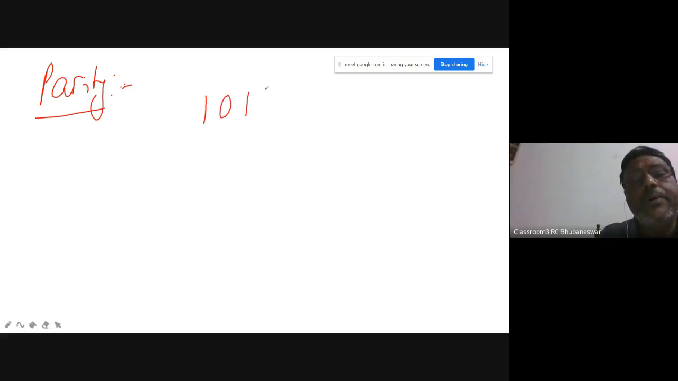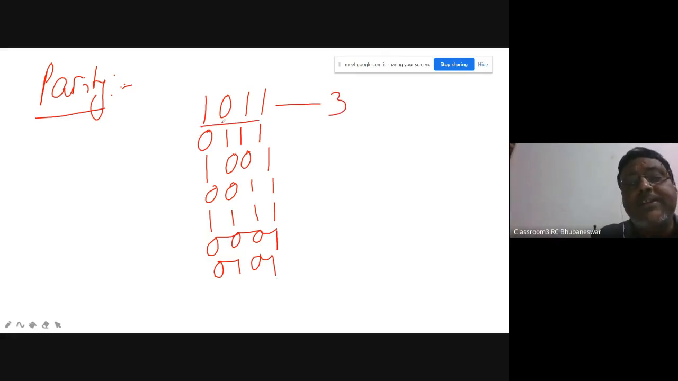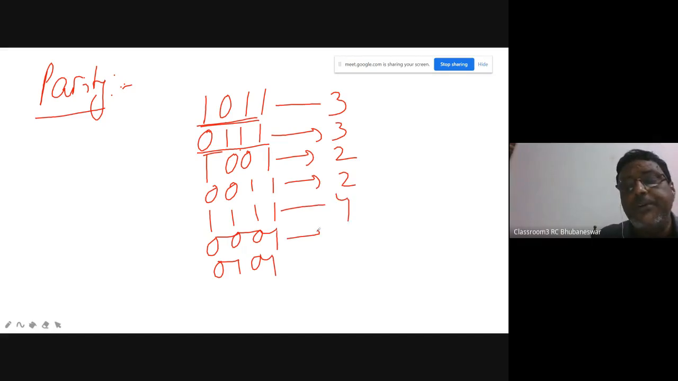So 1011, 0111, 1001, 0011, 1111, 0101. Right? So what is the parity here? 3. Well, count. My word length is 4 bit. There's a number of 1s. This is 3. This is 2. This is 2. Here it is 4. Here it is 1. Here it is 2. Are you getting my point? What is parity? Yes, sir. Parity means counting the number of ones in a particular word.